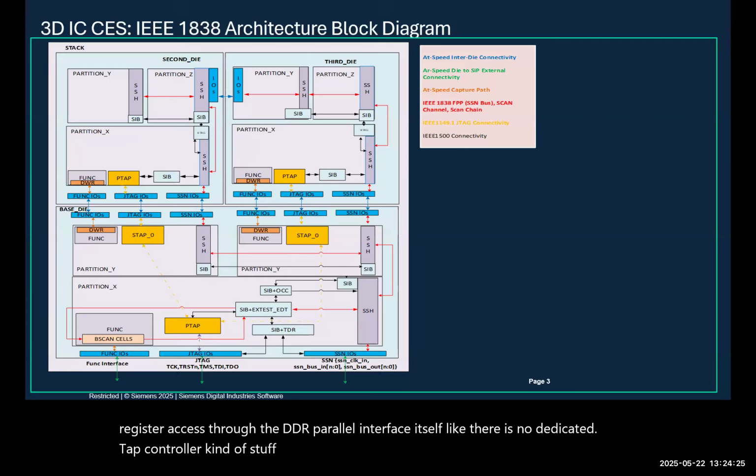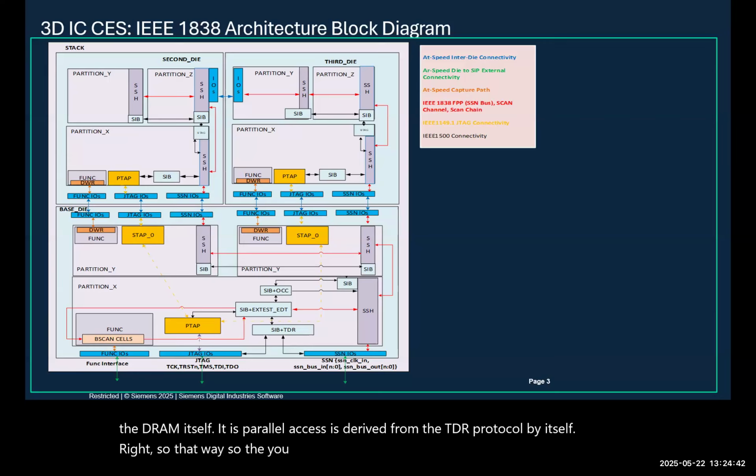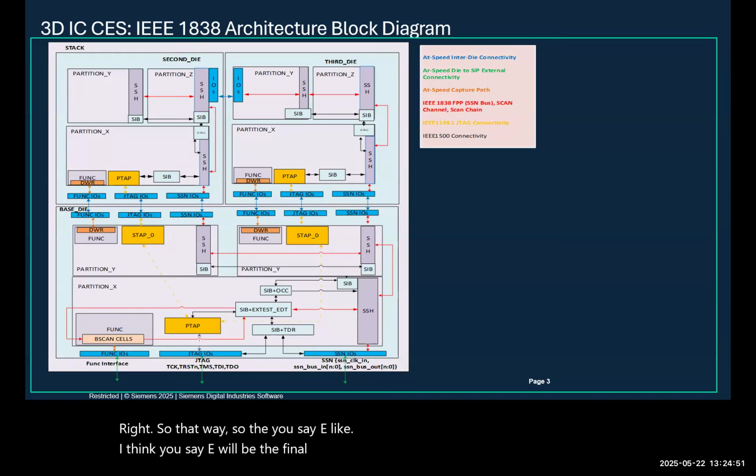Maybe the DDR controller will have that, but the DRAM itself, its parallel access is derived from the DDR protocol by itself. Oh, interesting. So I think UCIe will be the final access mechanism for the HBM as well. Oh, interesting. Do you know, would that be usually 3D or even 2.5D? What is it? Advanced package usually.